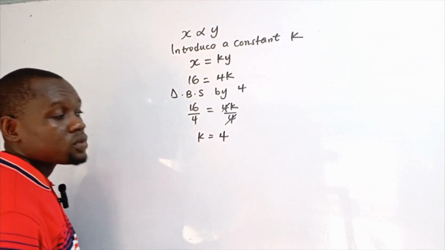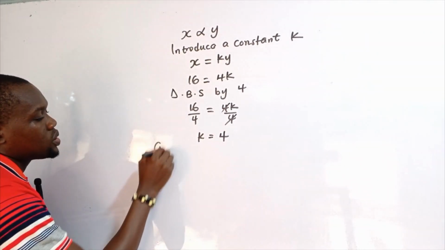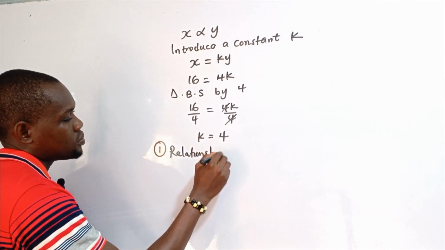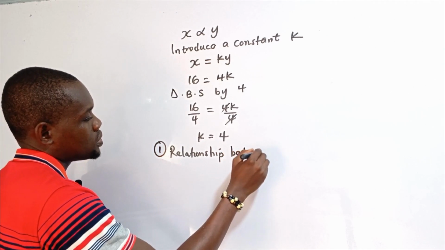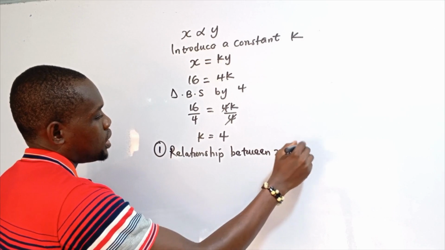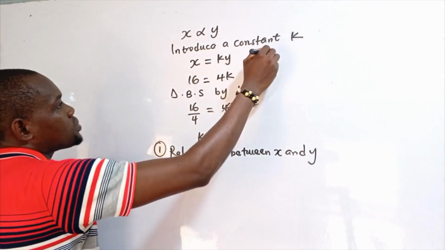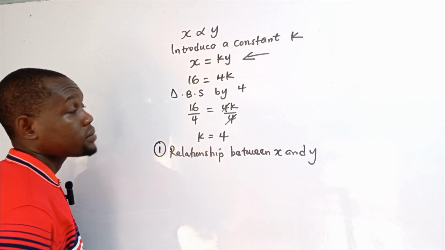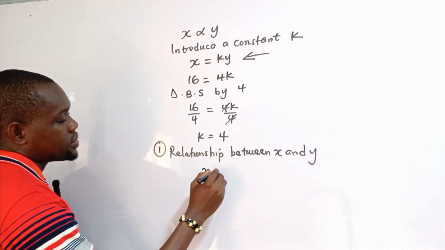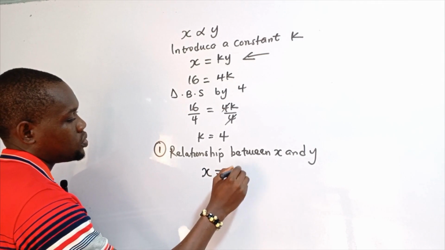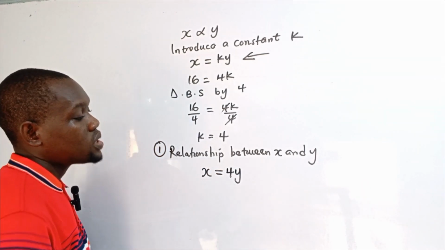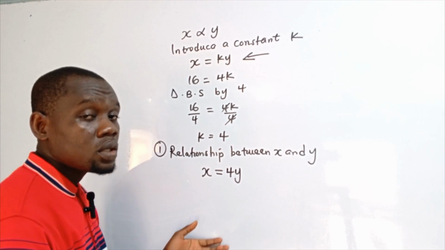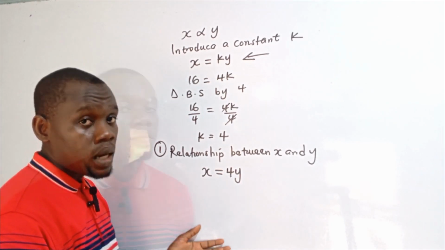So we can now go ahead to answer the first question, the relationship. Therefore, the relationship between x and y, we are coming back to this place. That is where our relationship is, because we now know the value of k. That means our x is equal to 4y. So this will now help us to go ahead to answer the second question and the third question accordingly.